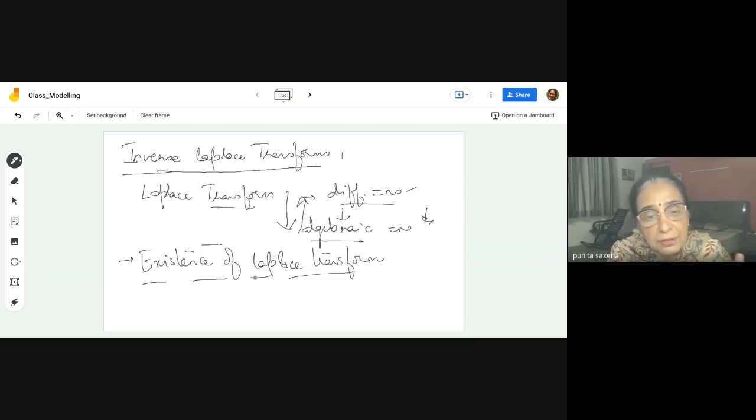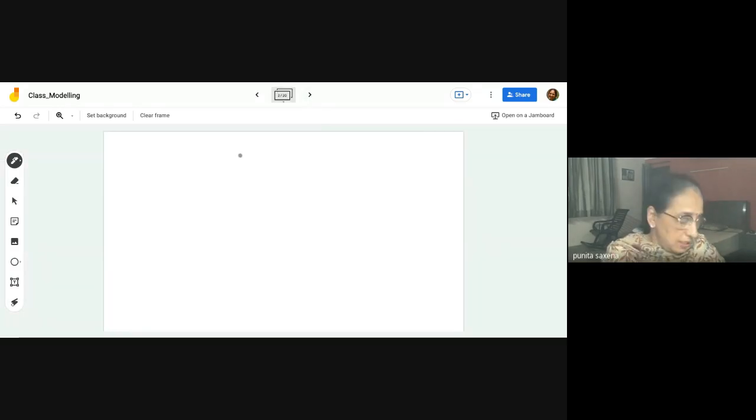So to be sure that a particular Laplace transform exists, we must have some condition, some rule, so that we are sure of it. Okay, so that is one thing. This is the most important theorem that we are going to talk of here, that a Laplace transform exists, and if it exists, then under what condition does it exist? So we need to first of all verify and ensure that those conditions are satisfied.